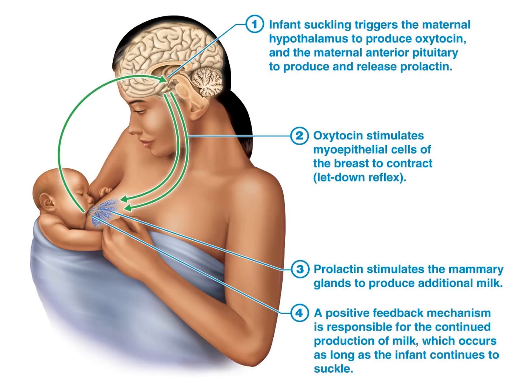As a result, the infant suckling signals the maternal hypothalamus to produce oxytocin, and the maternal anterior pituitary releases prolactin. Oxytocin stimulates the myoepithelial cells of the breast to contract, the let down reflex, and also stimulates the mammary glands to produce additional milk. A positive feedback mechanism is responsible for the continued production of milk, which occurs as long as the infant continues to suckle. So the stimulation will provide the milk for the next feeding.